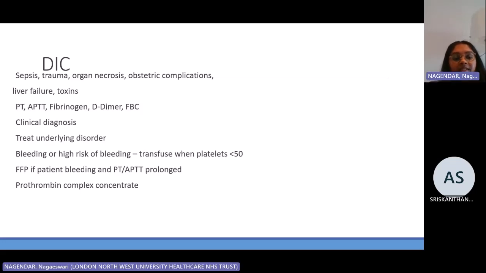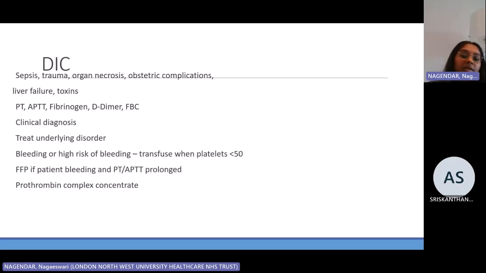There is a high risk of bleeding, so you'd want to transfuse these patients if their platelets are below 50. And again, think about giving fresh frozen plasma if the patient is bleeding and the PT, APTT is prolonged. You can also give prothrombin complex concentrate, and that can be given if FFP is not available or possible in patients with bleeding.